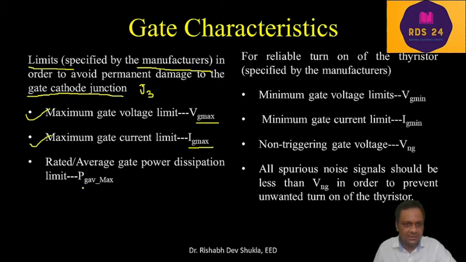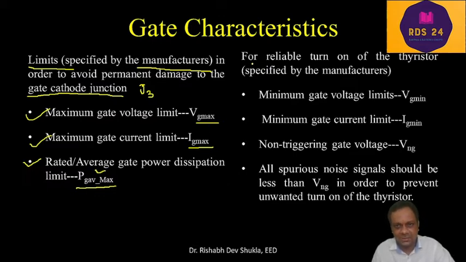Then we have the average or rated gate power dissipation limit. It is already specified in your data sheet. It is the maximum or rated or average gate power limit in your gate circuit.